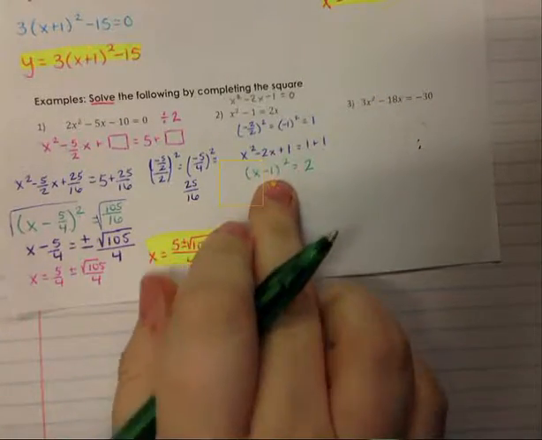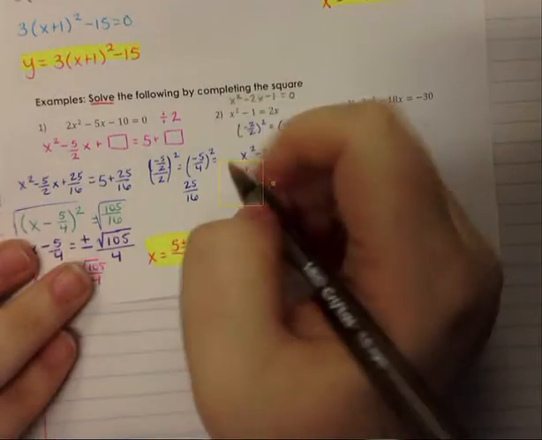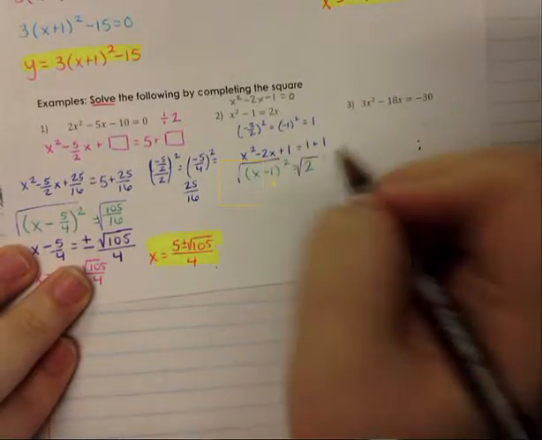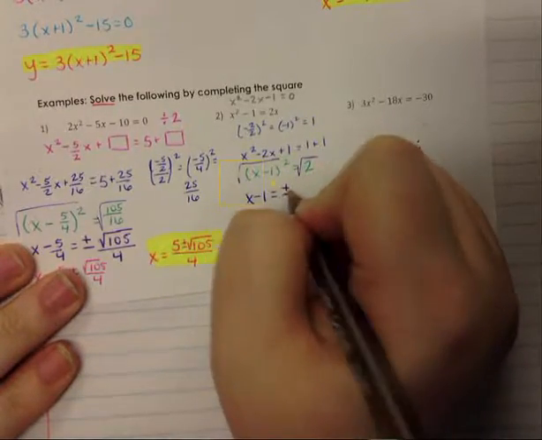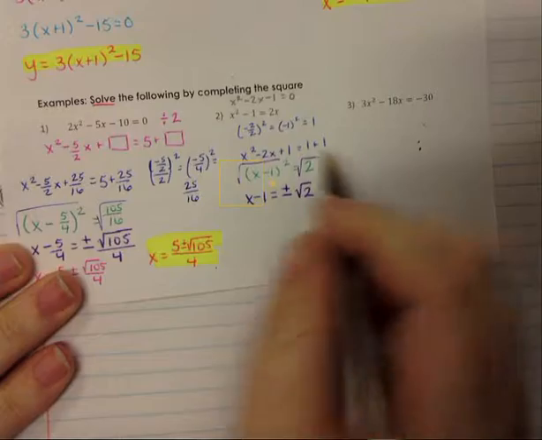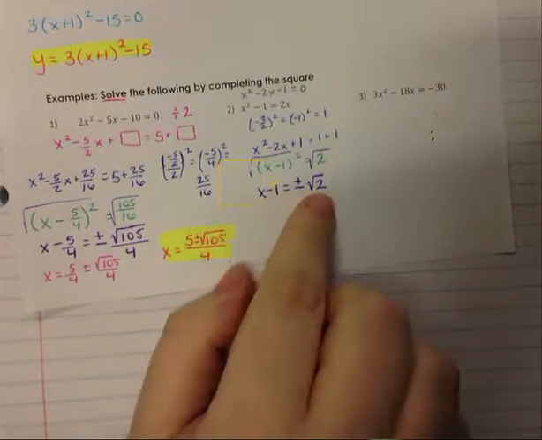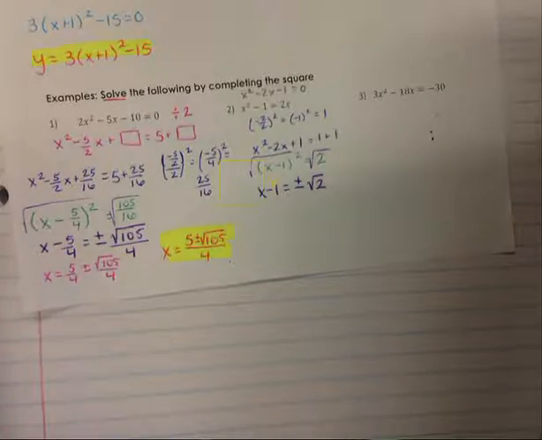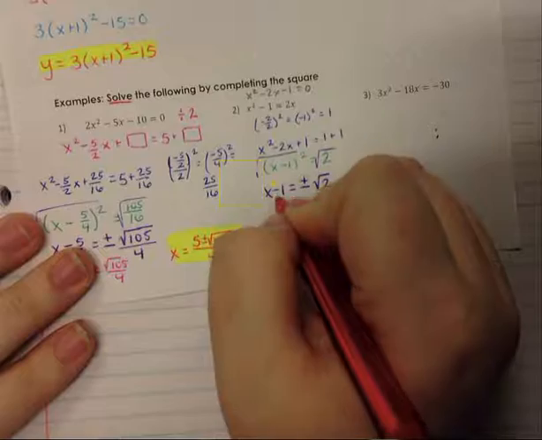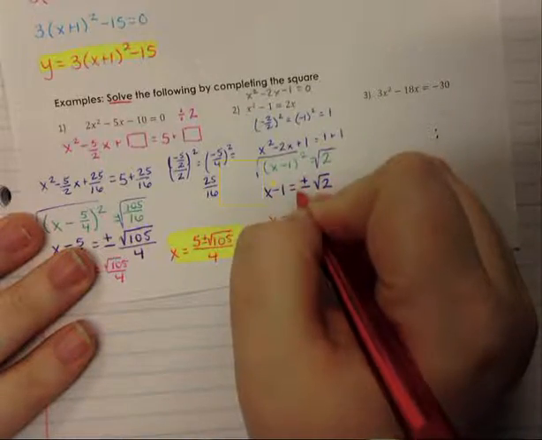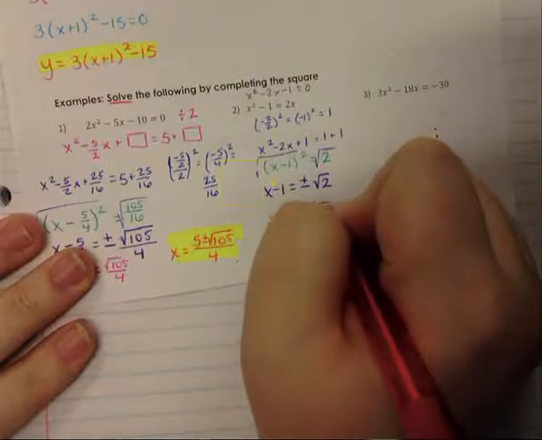Now we continue solving by square roots. We're going to end up taking the square root of both sides. So we have x minus 1 is equal to plus or minus the square root of 2, and that will not simplify any further. Now we will add the 1 to the other side, and that will be our final answer. So x is equal to, we're going to add 1 and put it in front of the plus or minus: 1 plus or minus the square root of 2.